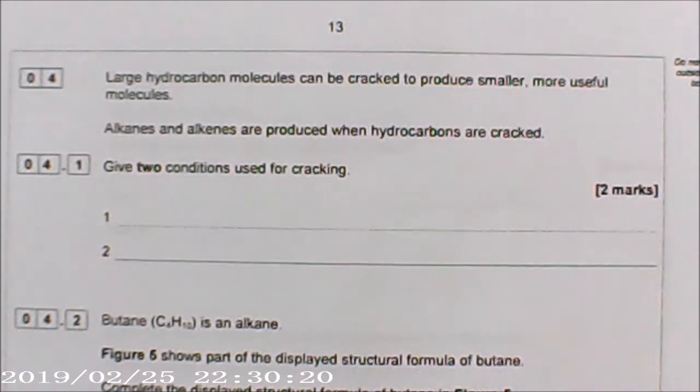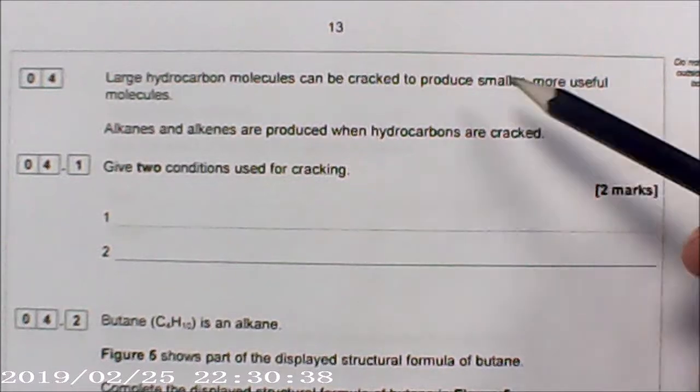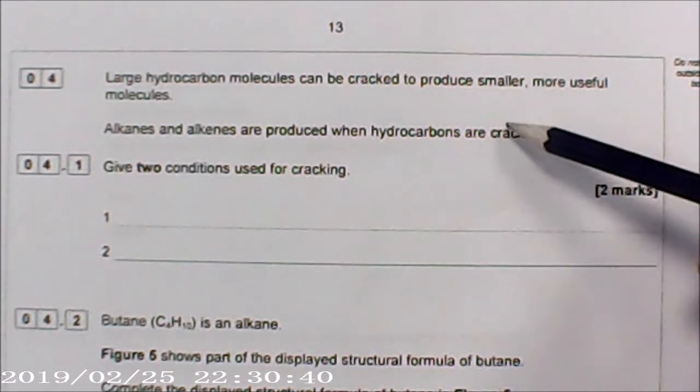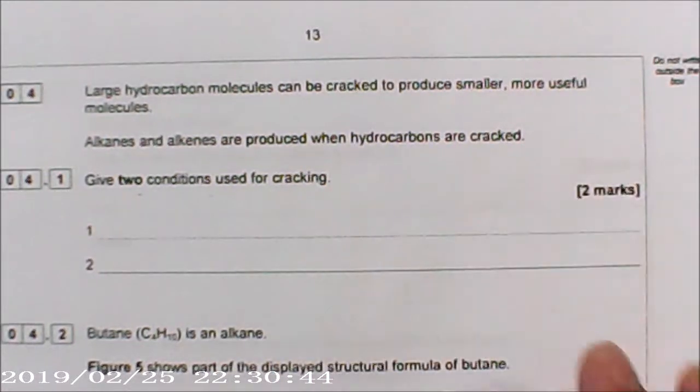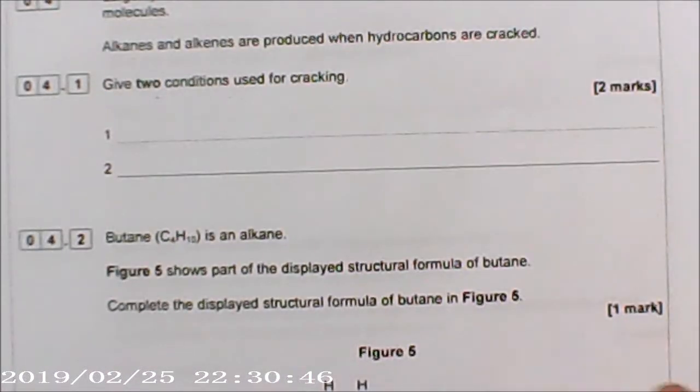Right, question 4. This one is looking at hydrocarbons and the crude oil topic. So large hydrocarbon molecules can be cracked to produce smaller, more useful molecules. Alkanes and alkenes are produced when hydrocarbons are cracked. Again, we've got an example where they're giving you this information, but you don't need any of that to answer this question. It's just asking what are the 2 conditions needed for cracking.